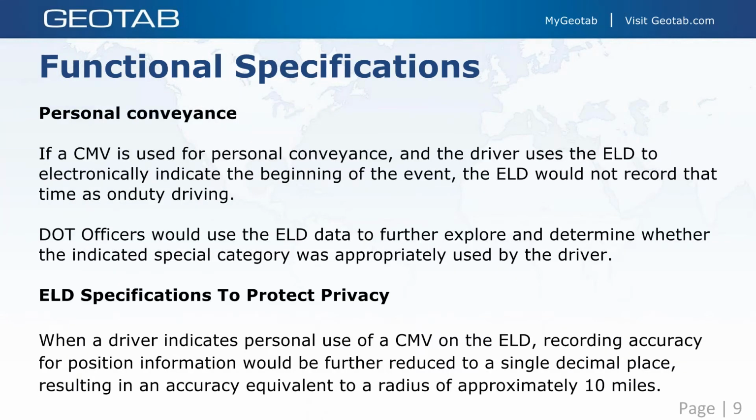With personal conveyance, the FMCSA is very particular on driver privacy. When a driver indicates personal conveyance, we as an ELD vendor will need to record the GPS coordinate, but only to 1 decimal digit. What this means is this reduces the accuracy to a radius of approximately 10 miles. So we want to sort of know where the driver is, but not the exact address.